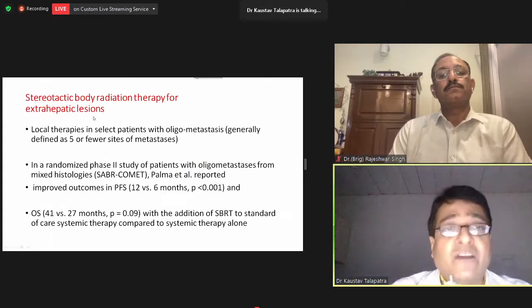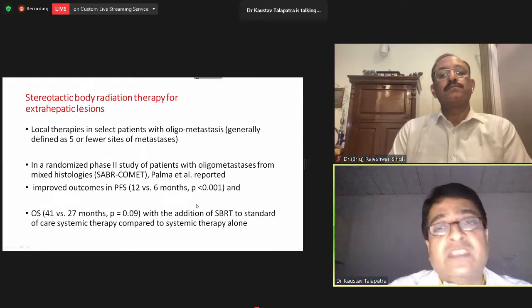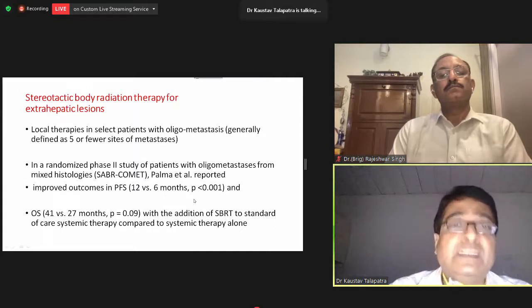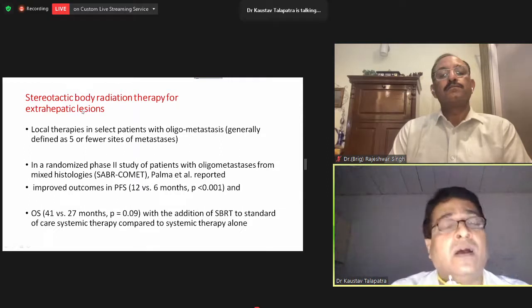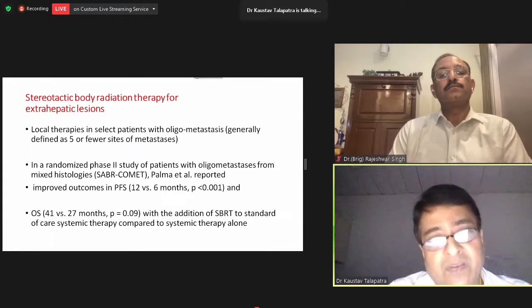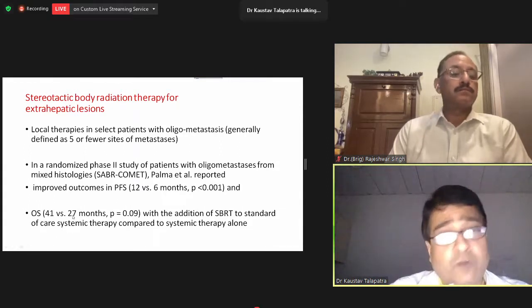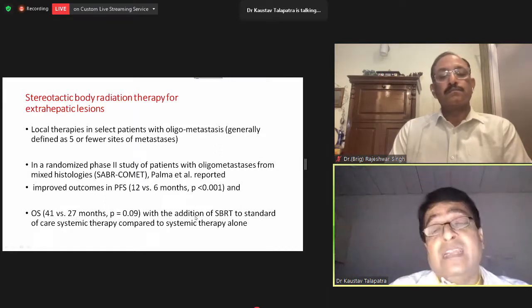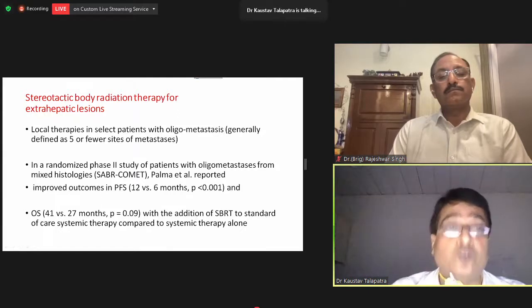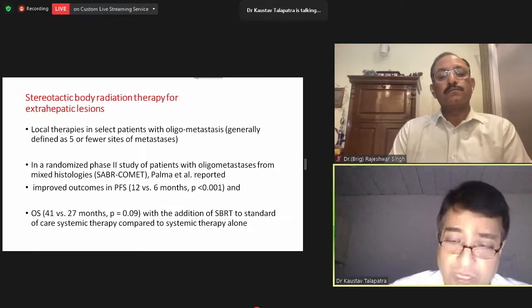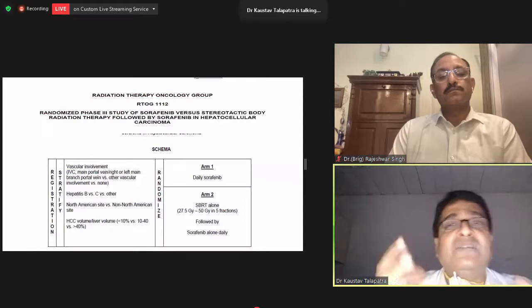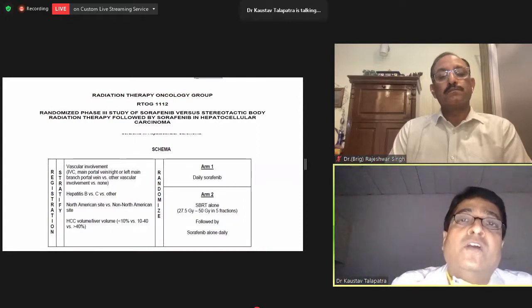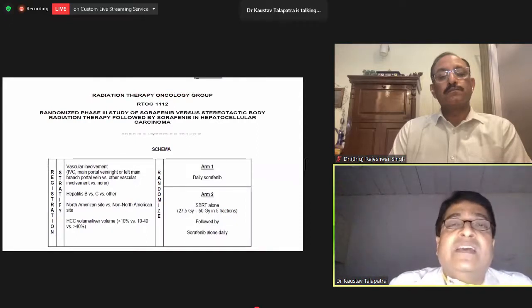Similarly, after David Palma's study came 2 years ago, for SBRT for extrahepatic lesions the overall survival is 41 months, but that is for all comers. That was not only for HCC, versus 27 months with the addition of SBRT to standard care of systemic therapy. So with all this evidence, I think we are establishing the role of SBRT. What is merited is a good phase 3 randomized trial.